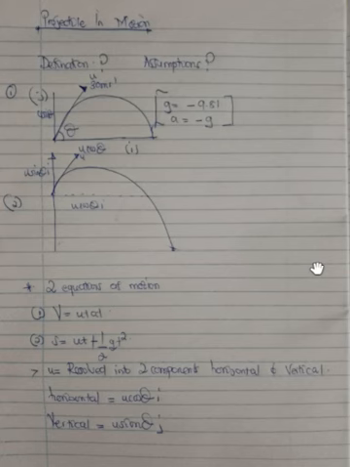The second one is s is equivalent to ut plus half gt squared, which deals with displacement. In this displacement equation we have negative half gt squared, because the acceleration is negative, equivalent to negative g.